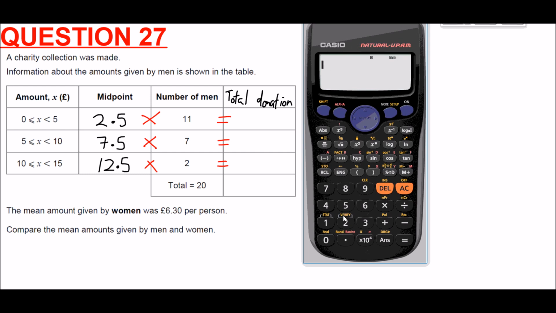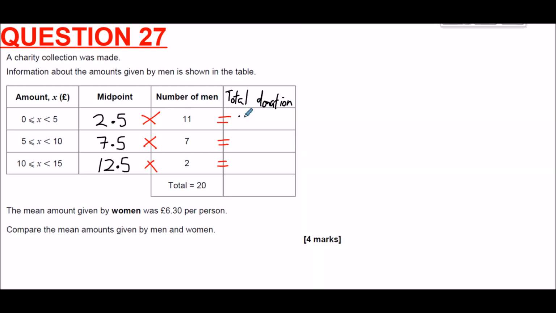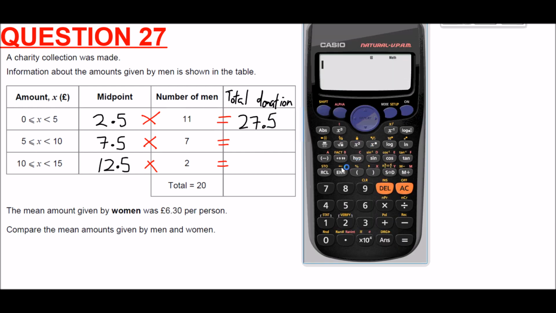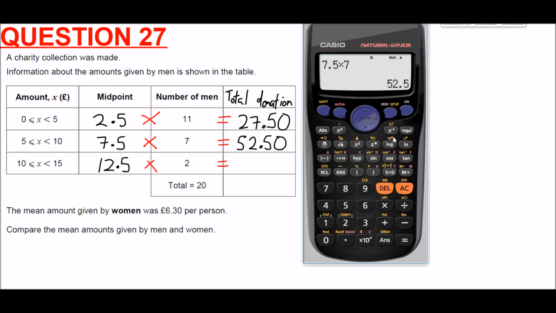2.5 times 11 will be the first row's total. 2.5 times 11, £27.50. For the next row, 7.5 multiplied by 7 is £52.50. You can put 0.50 if you want to, you don't have to. And 12.5 times 2, that should give you £25.